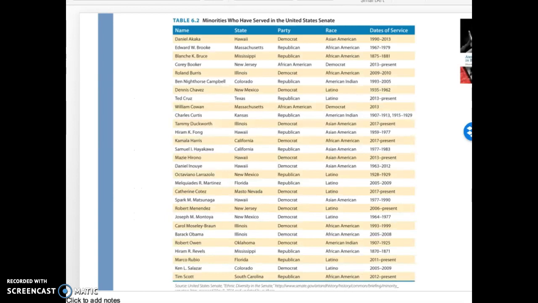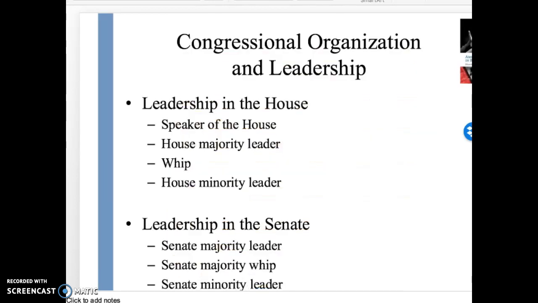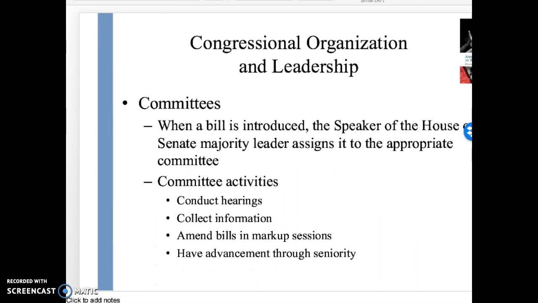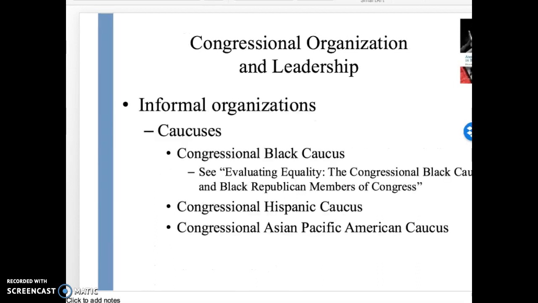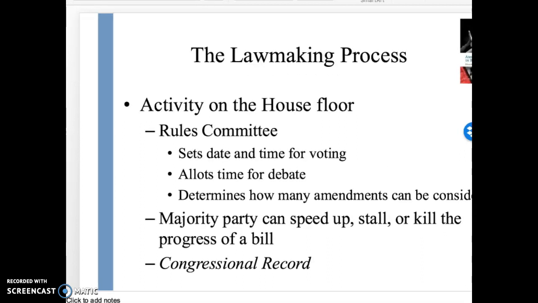How is it structured? Diversity within Congress, leadership, the bicameral makeup of the House and the Senate, committees, how things get done, and caucuses. Why is there a need for caucuses? So as you're reading through, think about how this is occurring here.